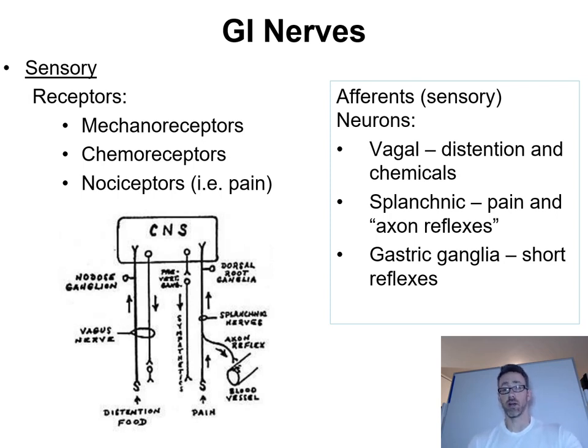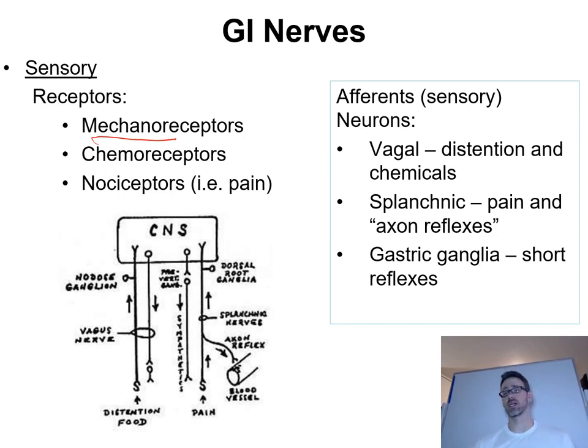So the GI nerves, we're going to break it down and talk a little bit about the general pattern of how these work. So let's start with sensory. Sensory nerves, or sensory neurons, we're talking about afferents. So afferents are what bring information from the GI tract to the central nervous system. And they're the ones who pick up on the sensations, and the receptors for that are mechanoreceptors.